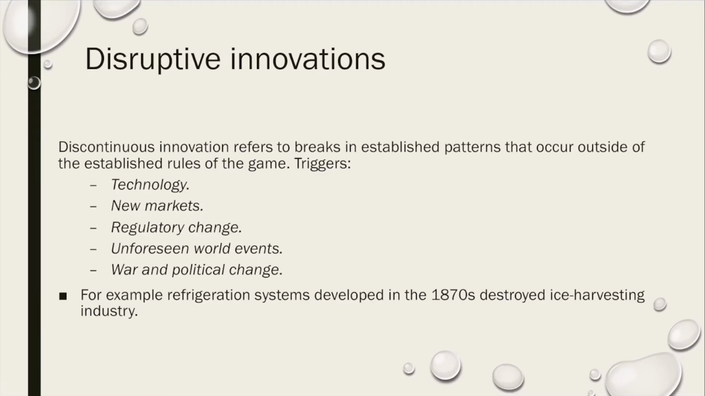Now, disruptive innovations, they're just breaks in what has been and what's going on. You can have technology breaks, new market breaks, regulatory changes, unforeseen world events, war and political change. For instance, when it comes to unforeseen world events during 9/11, airports were required to create a system or process where the likelihood of terrorism would not occur at that airport. So they had to create a new security system that was resistant to terrorist attacks. They had 6 months, and for every day past the 6-month deadline, they had to pay a fine of $10,000.